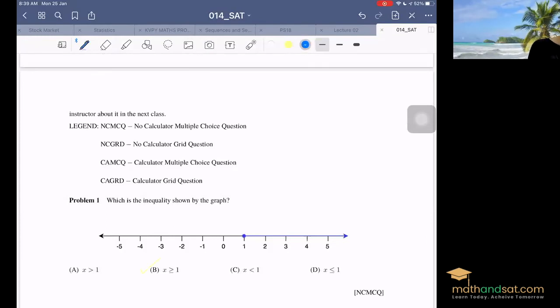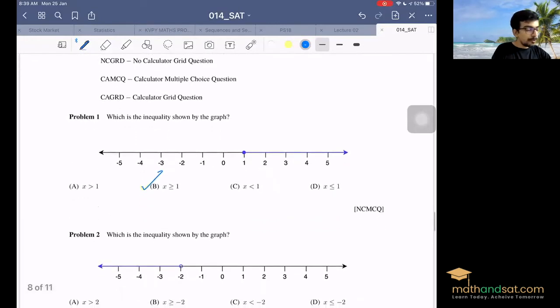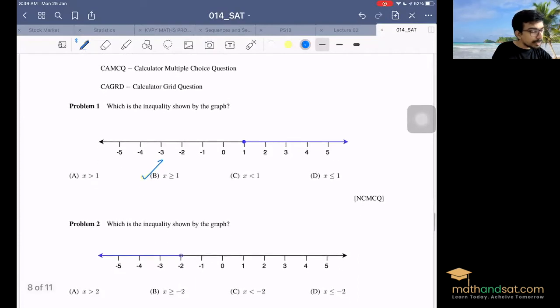See, the options may look similar. It's their job to confuse you, right? When they set a question paper, it is their job to make sure that there are confusing options. They all look very similar. Next one, which is the inequality shown by the graph?